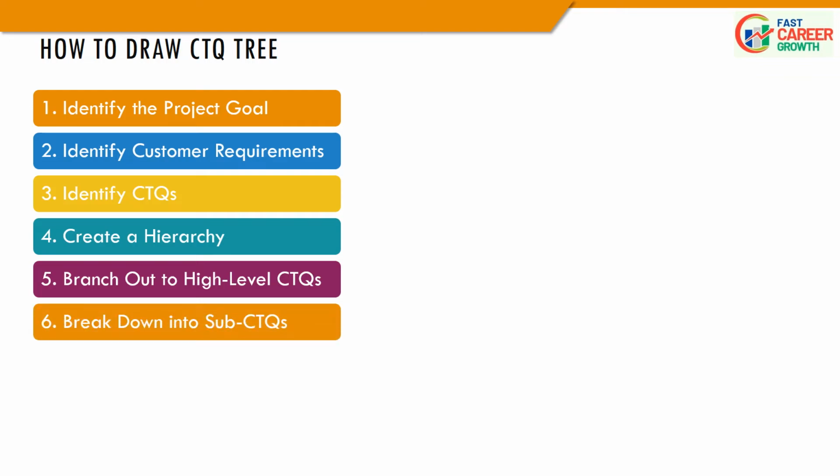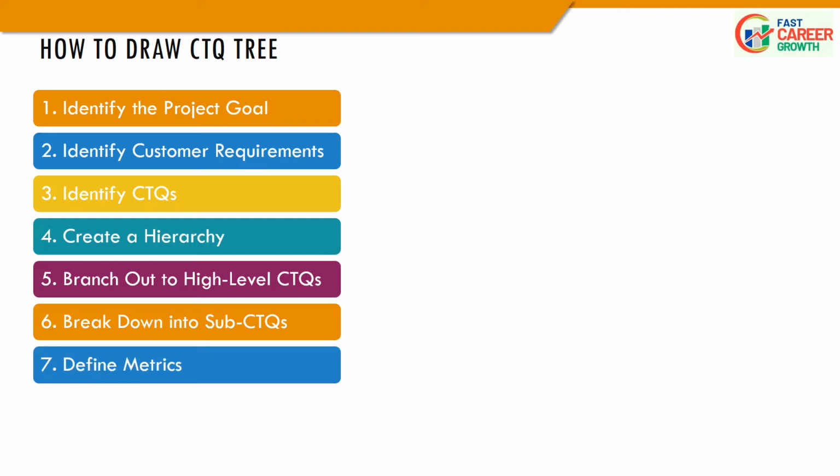Break down into sub-CTQs. For each high-level CTQ, break it down into sub-CTQs. These are more specific characteristics or attributes that contribute to the overall high-level CTQ. Define metrics. Attach measurable metrics to each sub-CTQ. These metrics should be specific, measurable, achievable, relevant, and time-bound, SMART, to ensure clarity and effectiveness.